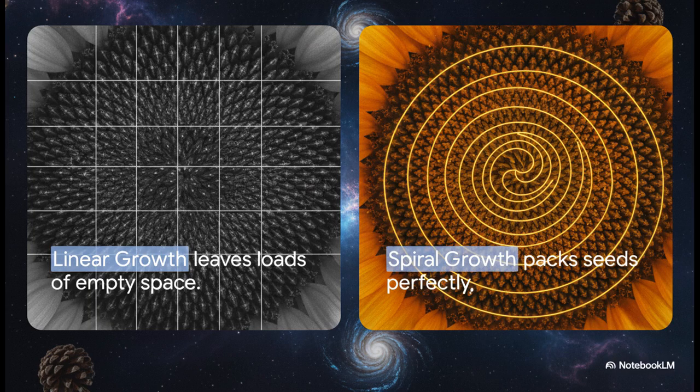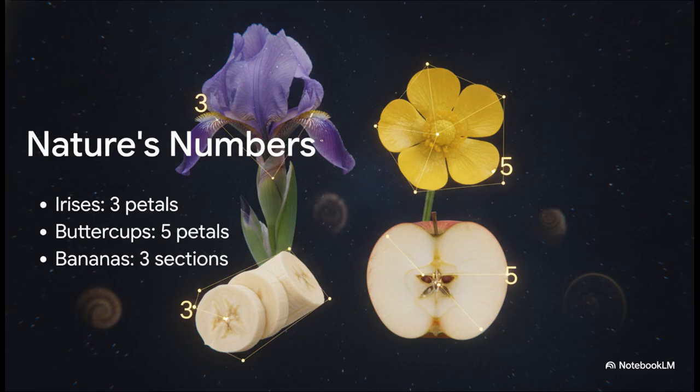So it's an evolutionary survival tool. It's not just a pretty design. This biological drive for maximum efficiency is exactly why we consistently see these specific sequence numbers popping up all over the garden, or even the produce aisle.